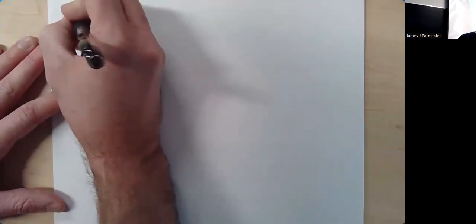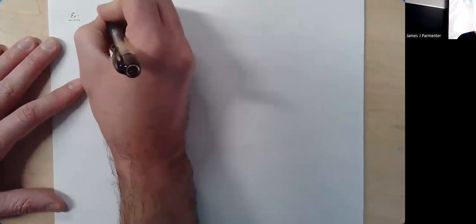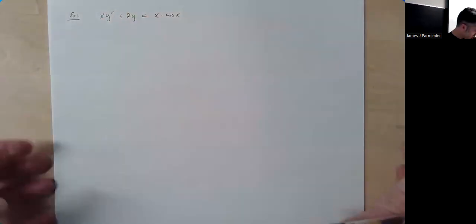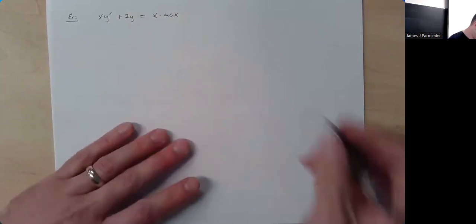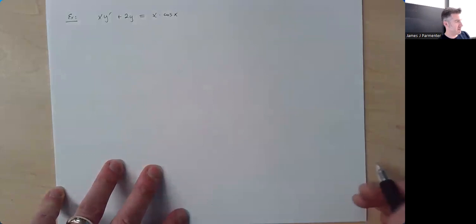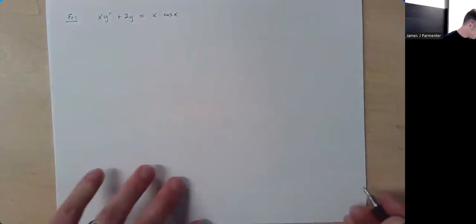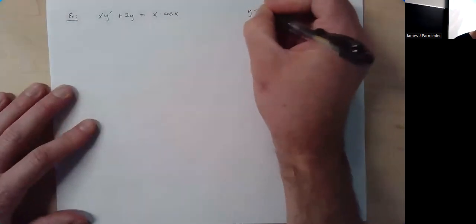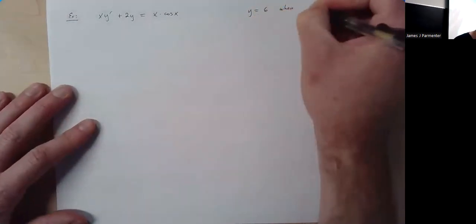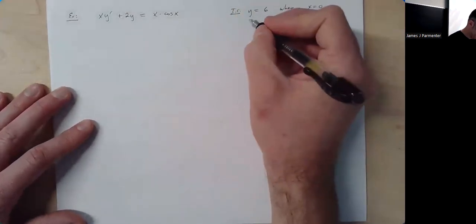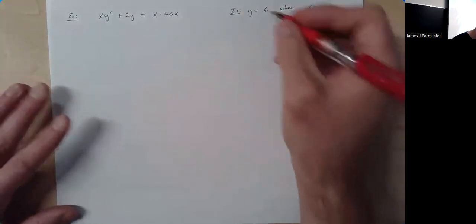So let's look at this example. Let's say we have xy prime plus 2y equal to x times cosine of x. And we're also given the initial condition. This is where I'm always worried when I'm dividing by 0 or something. So let's pretend like our initial condition is, sure, y equals 6 when x equals 0. Notably, you could also write this as y of 0 is equal to 6.